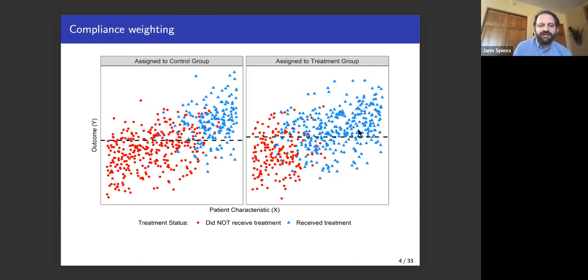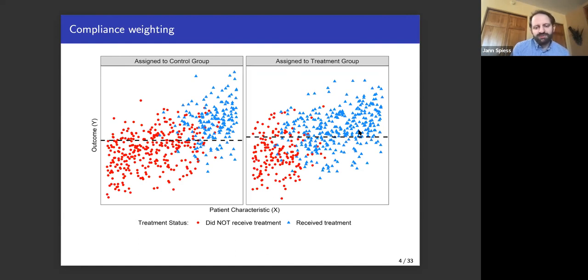So those would be the never takers, while the people on the right will likely take up treatment no matter whether they are assigned to treatment or not. So on the left, we have the never takers, on the right, we have the always takers. So both of those will only contribute noise. However, it's in the middle where we have the compliers, which are those people that are likely to respond to treatment because their probability of taking up treatment is higher on the right than on the left.